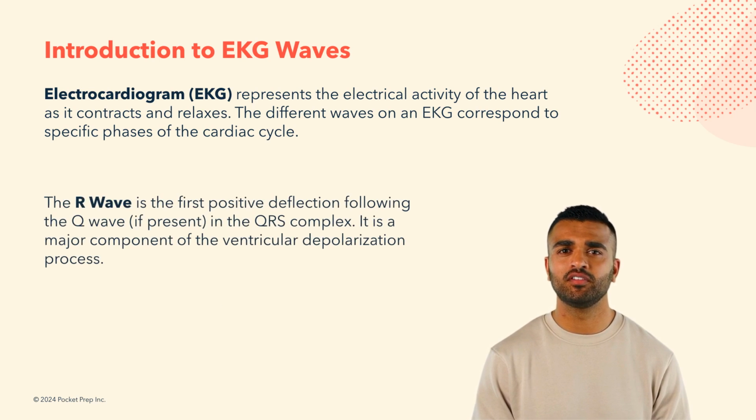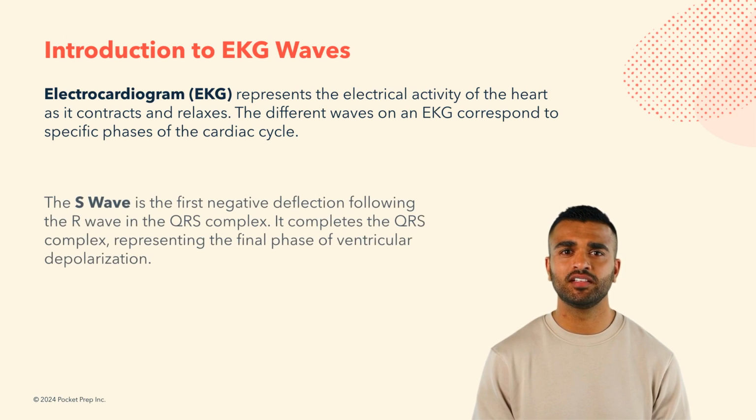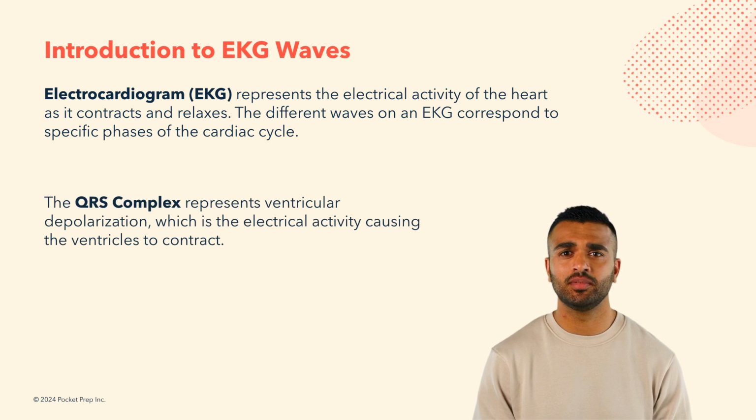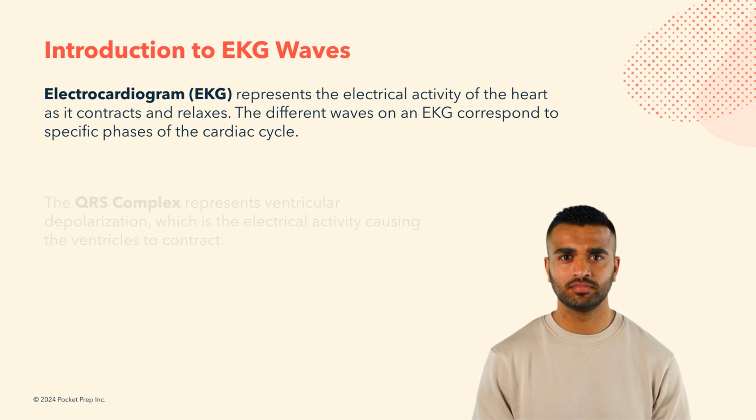The R wave is the first positive deflection following the Q wave, if present, in the QRS complex. It is a major component of the ventricular depolarization process. The S wave is the first negative deflection following the R wave in the QRS complex. It completes the QRS complex, representing the final phase of ventricular depolarization. The QRS complex represents ventricular depolarization, which is the electrical activity causing the ventricles to contract.